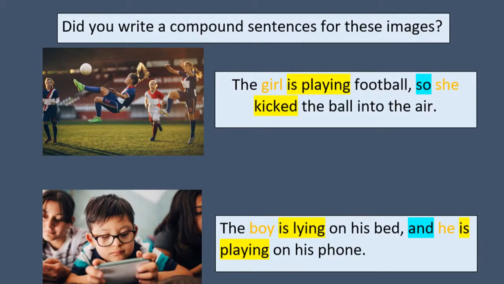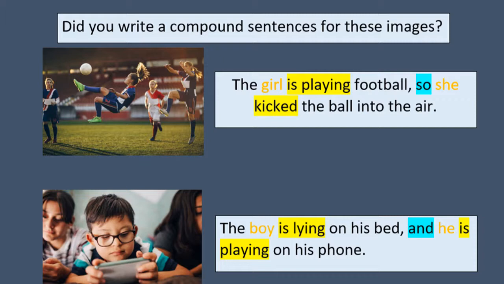How did you get on? Did you write a compound sentence for the images? Here are my examples. The girl is playing football, so she kicked the ball into the air. Let's have a look why this is a compound sentence. Well, it's made of two independent clauses.